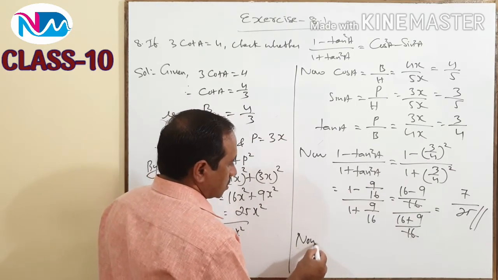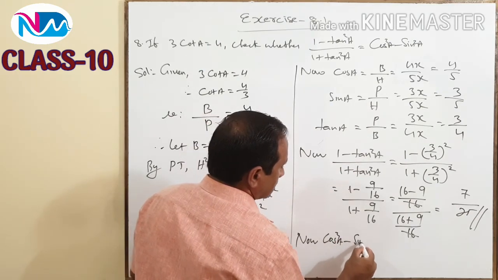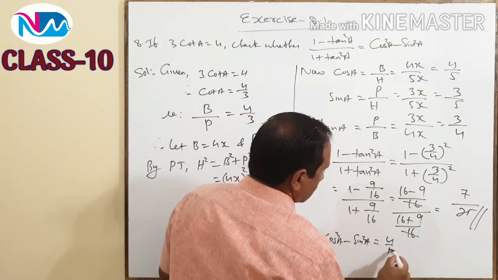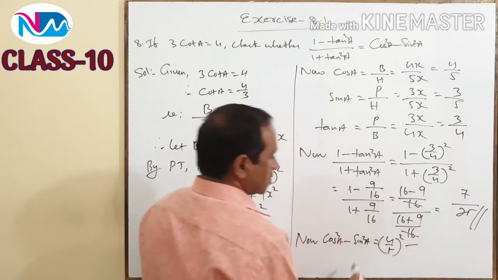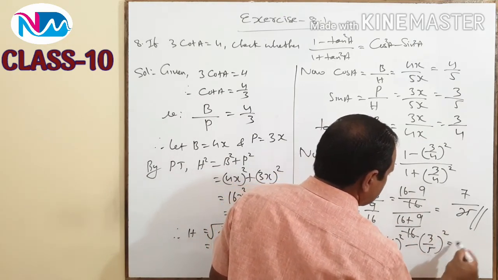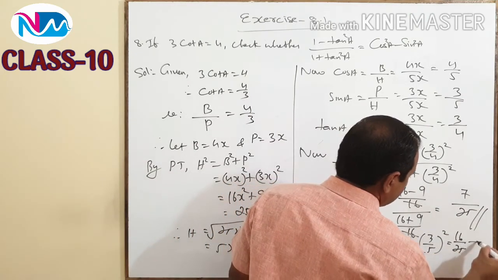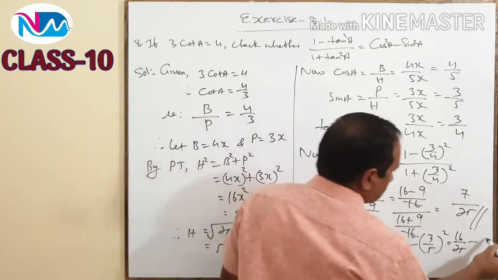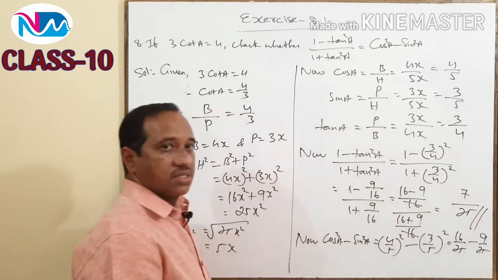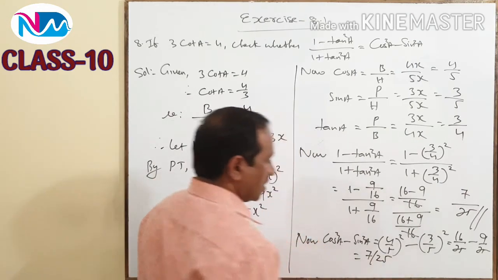Now we have to find out what is cos square A minus sin square A. The value of cos A is 4 by 5, the whole square, minus the value of sin A is 3 by 5, the whole square. 4 by 5 the whole square is 16 by 25, minus 3 by 5 the whole square is 9 by 25. Same denominators. 16 minus 9, that is 7 by 25.